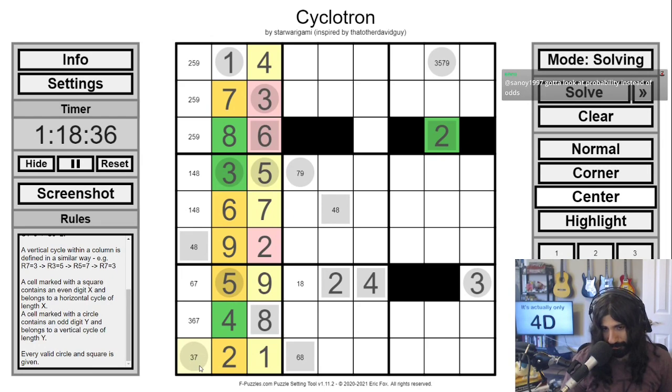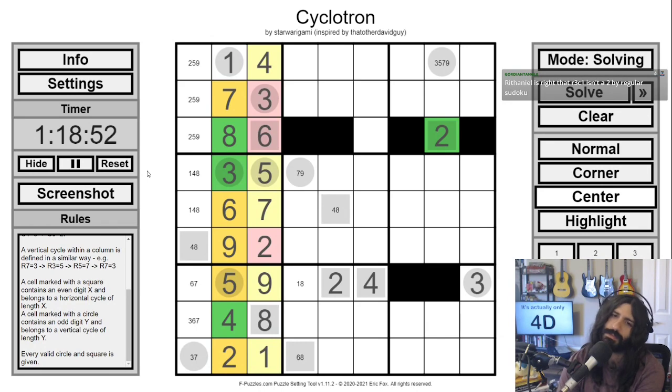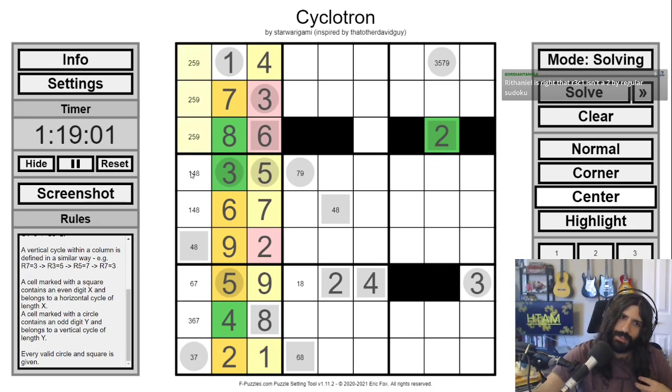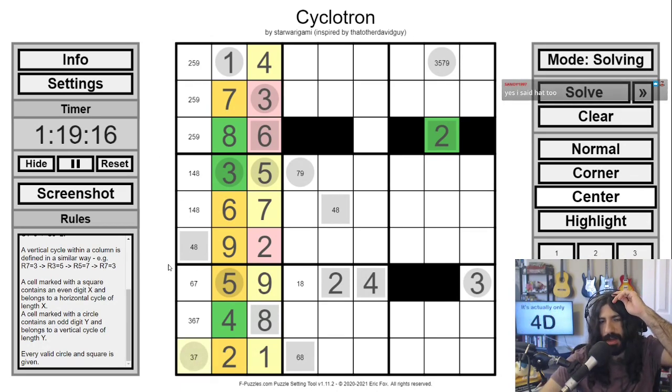If this is a 3, then because the 5 here can't be in... No, I can't figure out how the negative constraint is relevant. Like a 5 could just be in like a... Okay, so a 5 can't be in... If this being a 3 would mean that a 5 has to be in a 5 cycle, then we know that this is a 7. Right? So that's gotta be the crux of what everyone's freaking out about. But I don't necessarily see why a 5 would have to be in a 5 cycle.